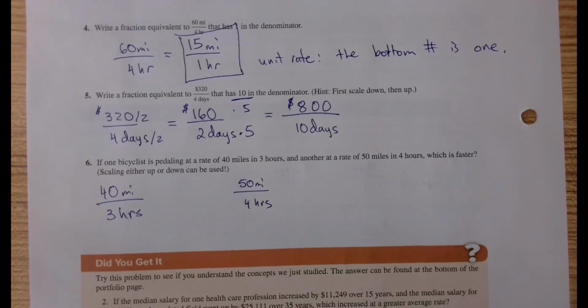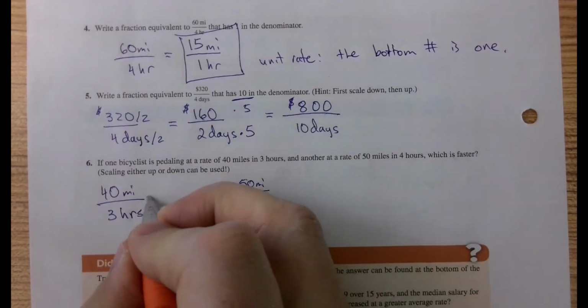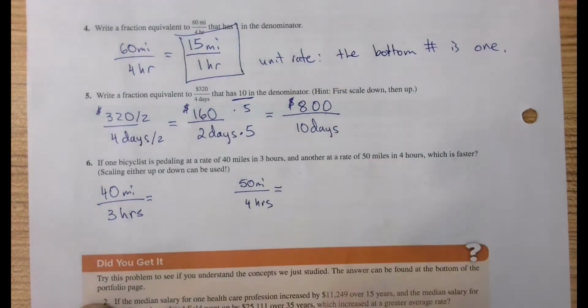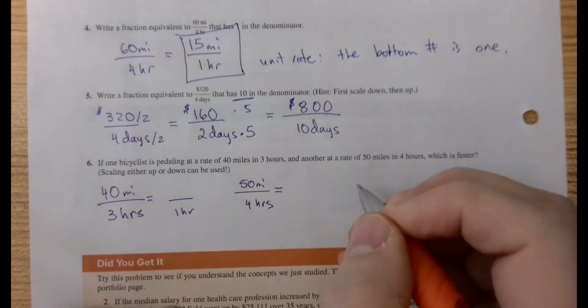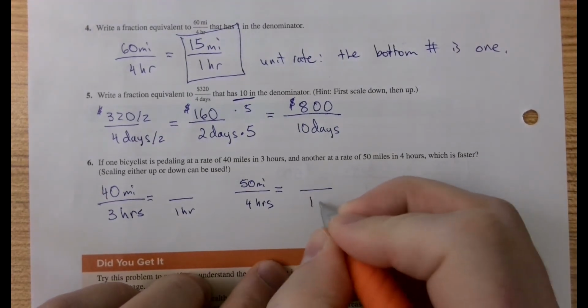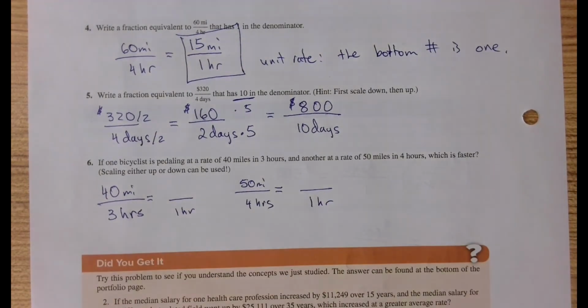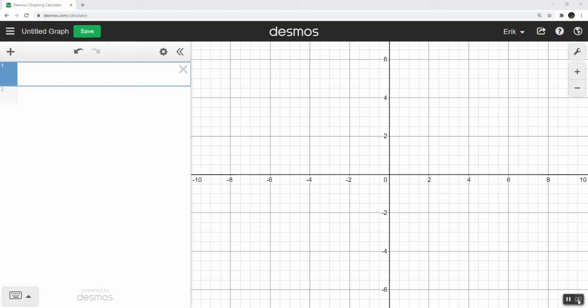So we need to get the same denominators. And I think the easiest one to do is just convert these to unit rates. In other words, how much distance are each of them traveling in 1 hour? Because then we're comparing the same deal. So how do we do that? Well, we just divide the 40 by 3 and the 50 by 4 and get that approximation.